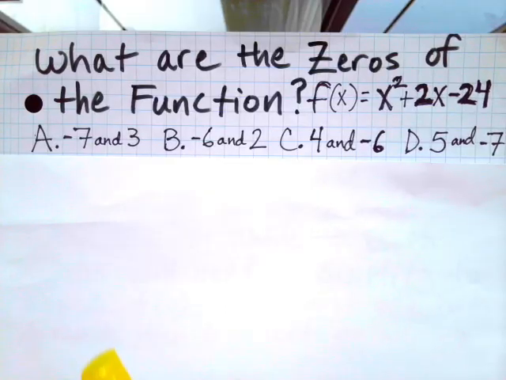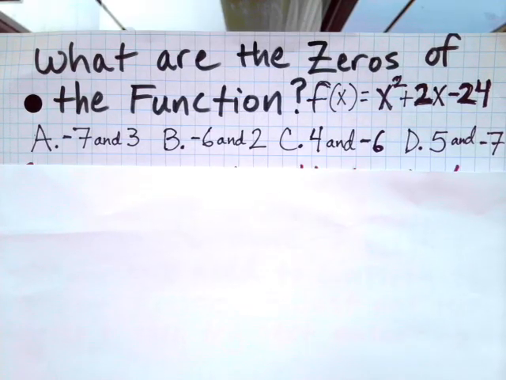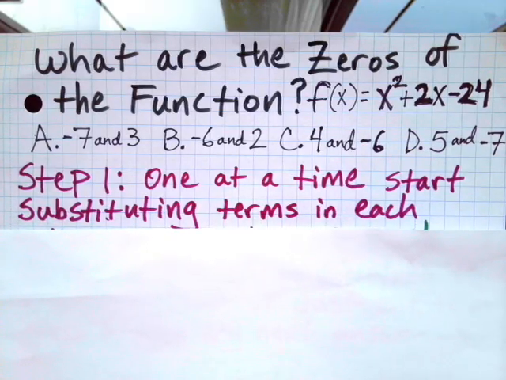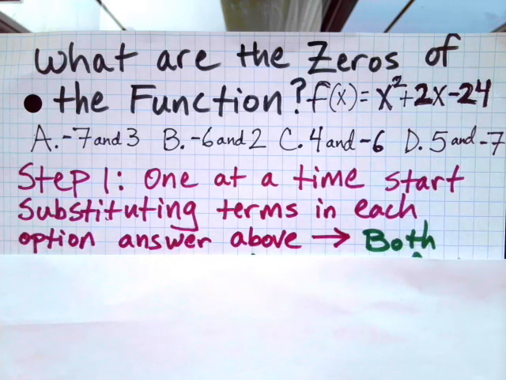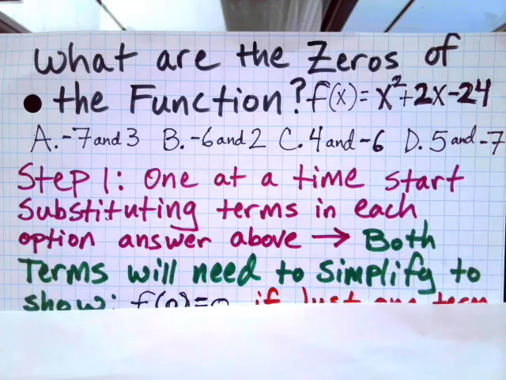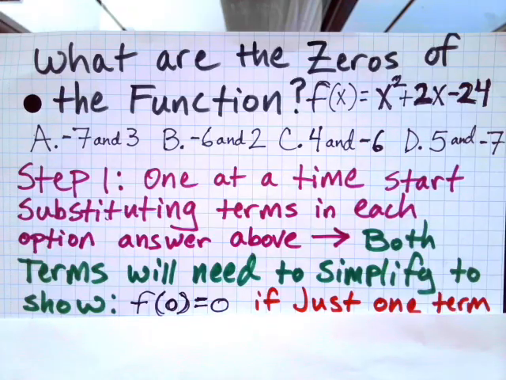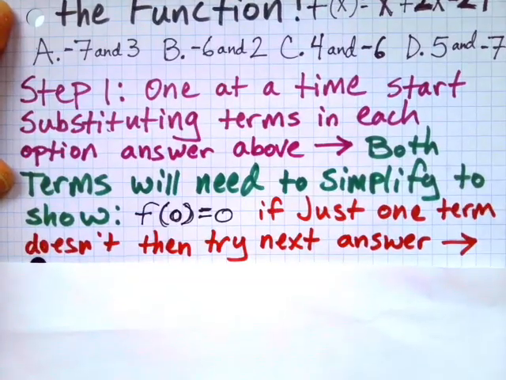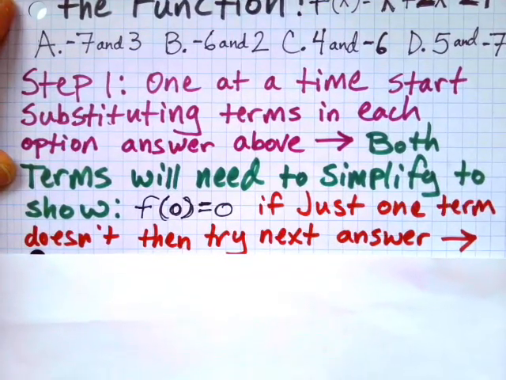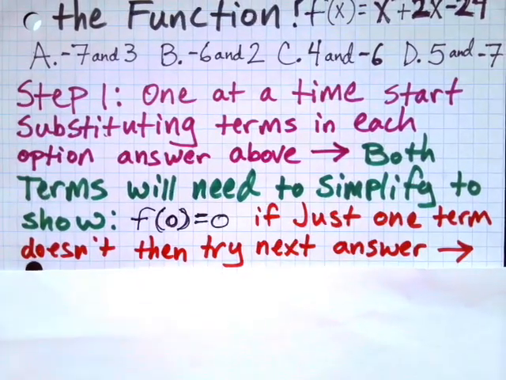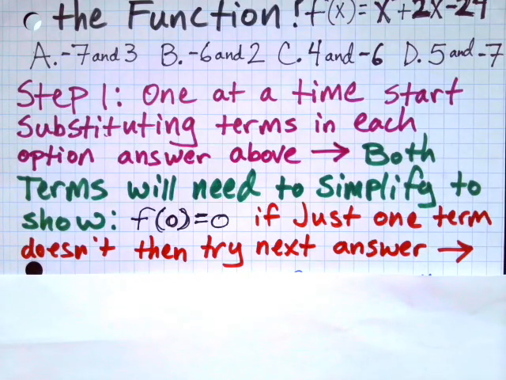They have to work. You've got to keep that in mind for the first strategy I'm going to show you in answering these questions. Let's jump right into it. Step 1, one at a time, start substituting the terms in each of the option answers above. Both terms will need to simplify to show f of x equals 0. If just one of the terms doesn't work, then you stop. Don't waste your time. This is a timed exam. And you want to go to the next option.